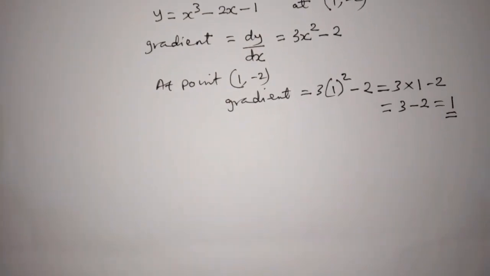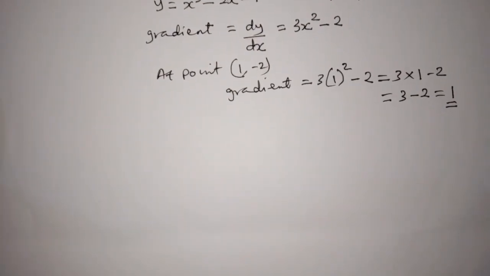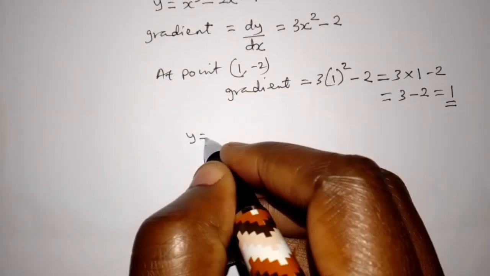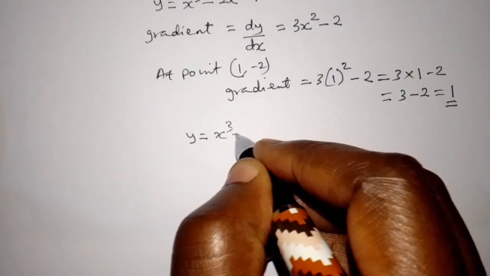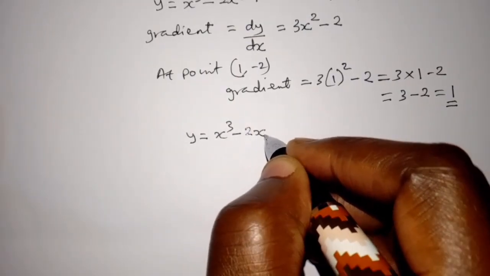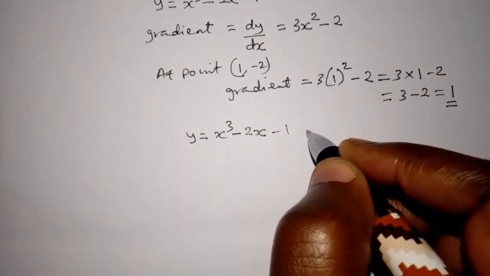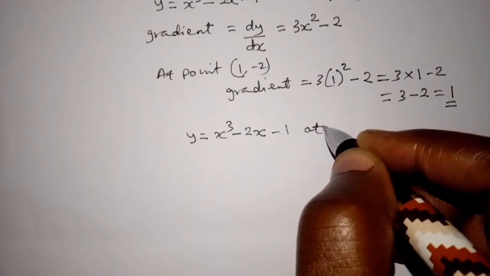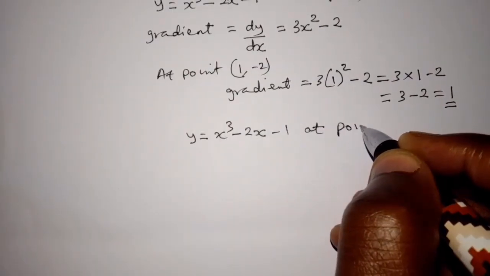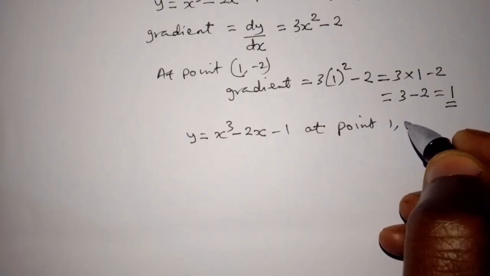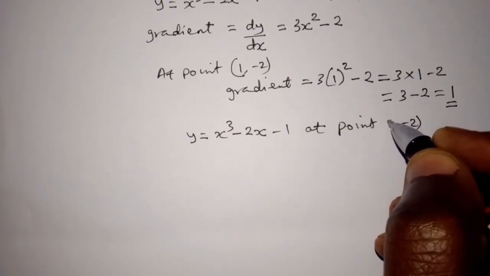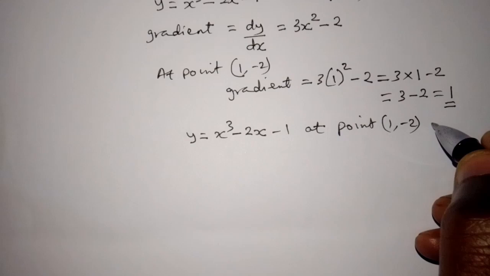Therefore, we can say that the gradient of the curve y is equal to x power 3 minus 2x minus 1 at point 1, negative 2 is equal to 1.